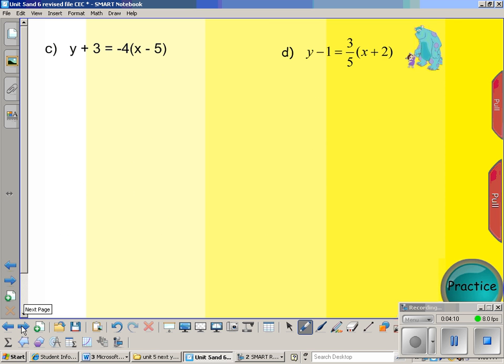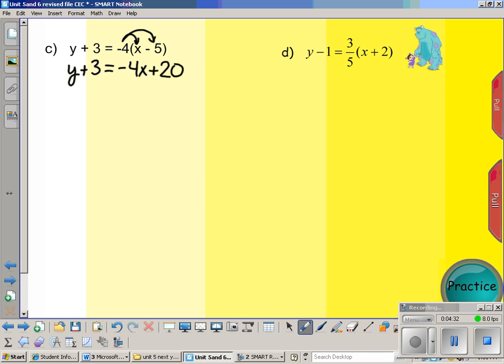This third example starts out in a different form, but we are still able to manipulate this to general form. What we need to do first is we need to get rid of those brackets. And to get rid of the bracket, we distribute the 4 through the bracket. So we end up with y plus 3 equals negative 4x plus 20.